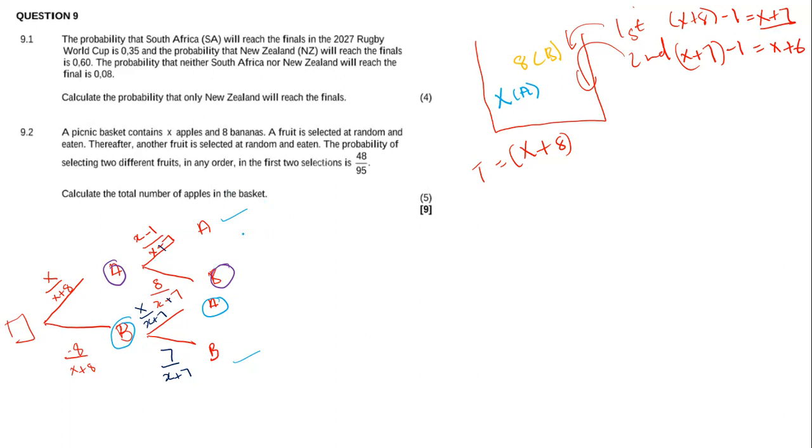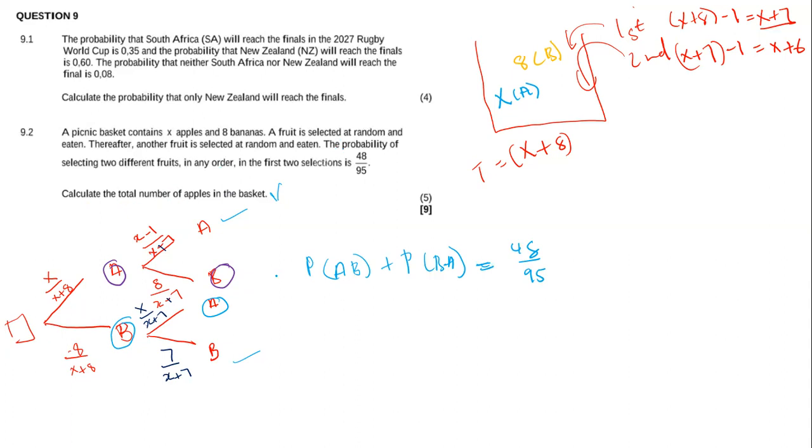So remember, probability of AB plus probability of BA, which is different fruits, is 48/95. This is what they told us. Now, using these probabilities, we will be able to determine the value of X, because X is the number of apples in the basket. They ask us to calculate the total number of apples in the basket, meaning we want to solve for X.